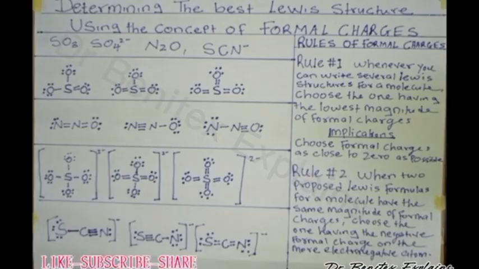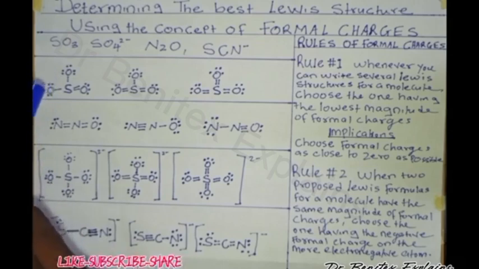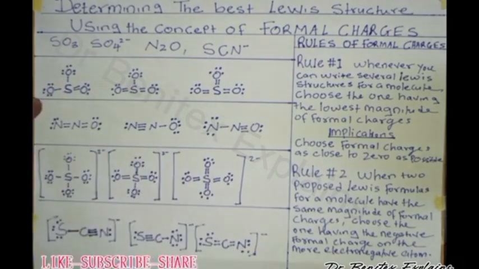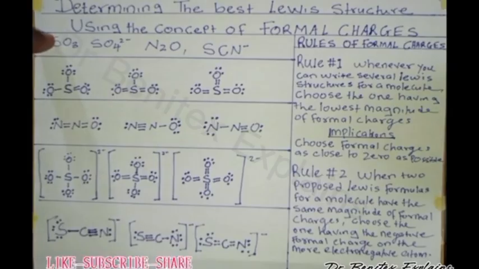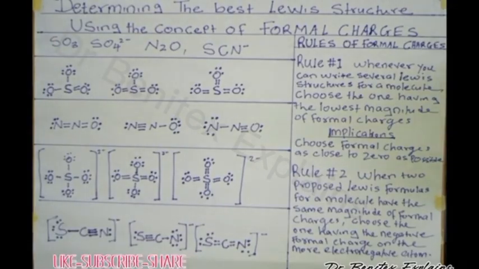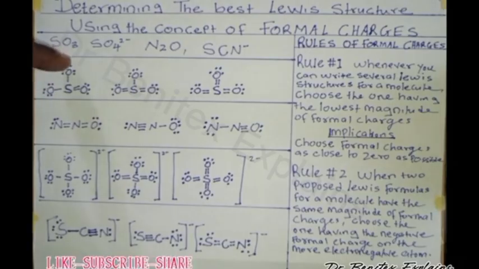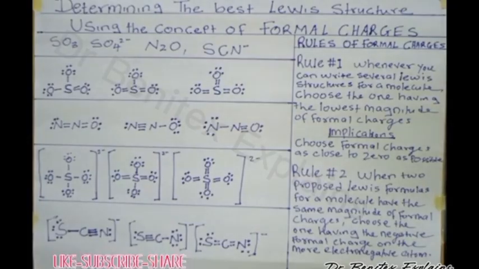Let's apply these rules to decide which of these Lewis structures is going to be the most correct one, starting with the very first structure. The first structures we have here are structures for SO₃, that is sulfur trioxide. So let's calculate the formal charges of these atoms: oxygen, oxygen, oxygen, and sulfur. Since you know the formula for calculating formal charges, let's apply it.